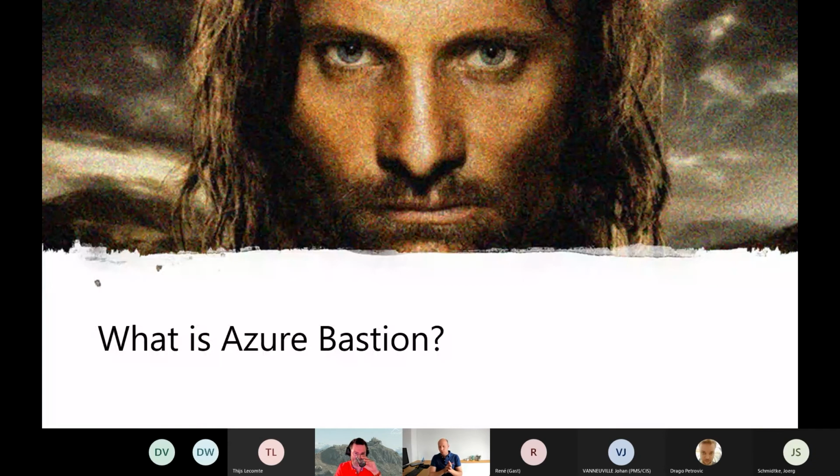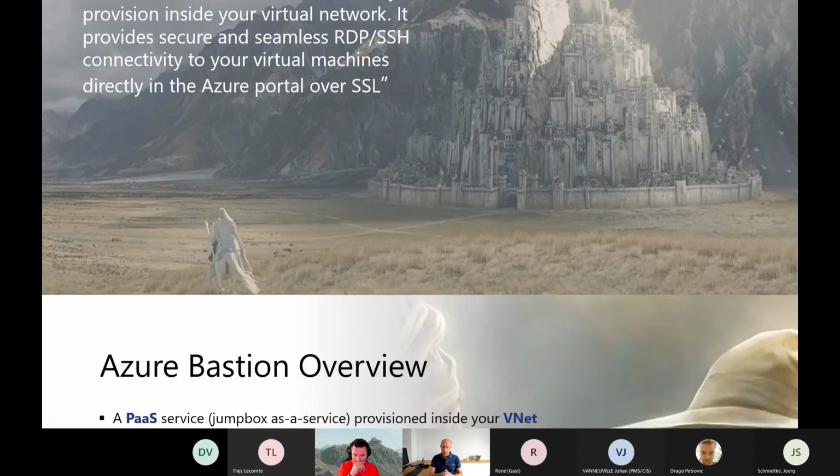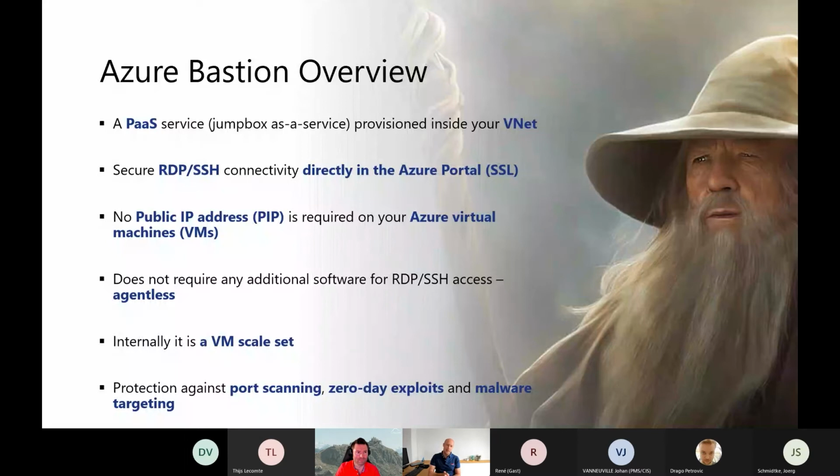So let's dive into what is Azure Bastion and how it can help us. First, the definition from Microsoft. So what is Azure Bastion? We will talk about it, but we wanted to show you this. Azure Bastion is a PaaS service, which is provisioned inside your virtual network. It gives you secure and seamless RDP or SSH connectivity to your virtual machines directly from the Azure portal using SSL. That's Microsoft's definition.